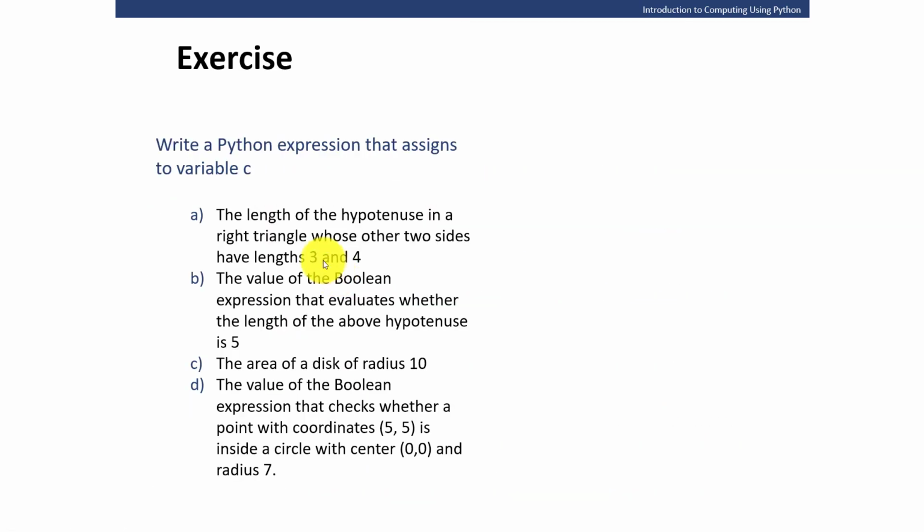Okay, and those are the functions that you may use in your assignment. I want you to do this exercise. I want you to pause the video and do this exercise. The first exercise is using the math library. I want you to calculate the length of the hypotenuse in a right triangle whose other two sides are 3 and 4. So the hypotenuse is the long side of a right triangle opposite to the right angle.